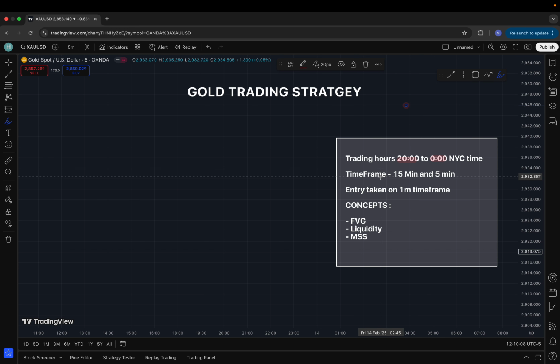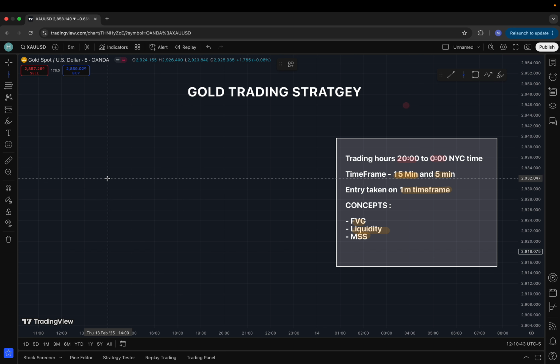Next thing, the time frame we're going to be focusing on is 15 minutes. So the 15-minute time frame is for liquidity mainly. So we're going to be watching out for liquidity, and then the 5-minute is going to be our entry. And you can also use the 1-minute time frame, so whichever you prefer. I sometimes stick to the 5-minute time frame and sometimes to the 1-minute time frame. And some of the concepts we're going to be using in this strategy are fair value gaps, liquidity, and market structure.